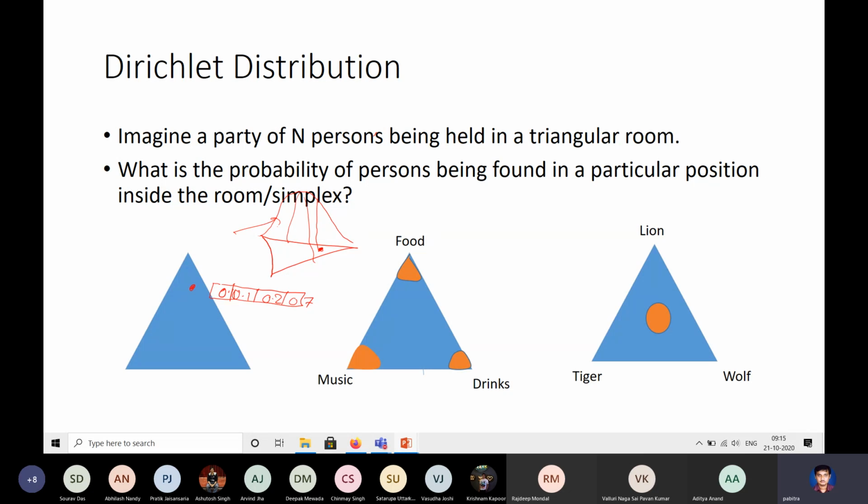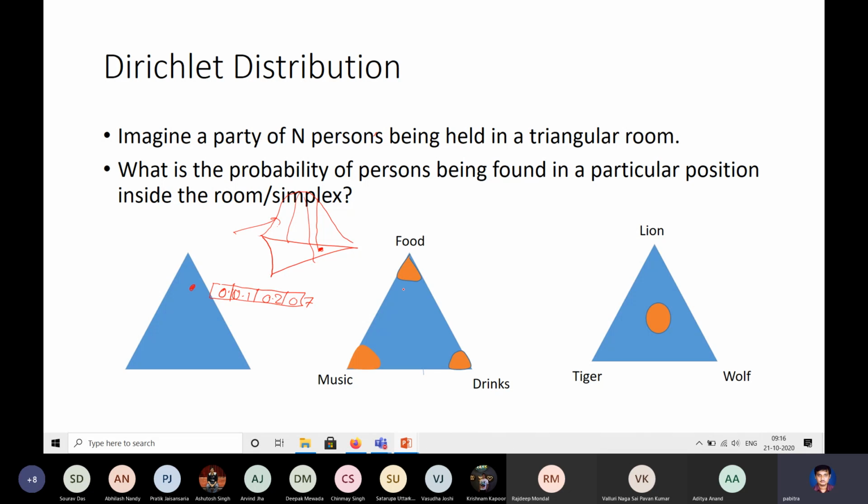Now the Dirichlet distribution can have different shapes. One particular shape can be, for instance, what I talked about, a sparse distribution. Suppose I have food in one corner of the room, music in another corner, and Coca-Cola and other things in the other corner. Now most probably the distribution of persons would look like this. There would be high concentration in the corners and almost nobody in the middle. So this is one shape of the Dirichlet distribution.